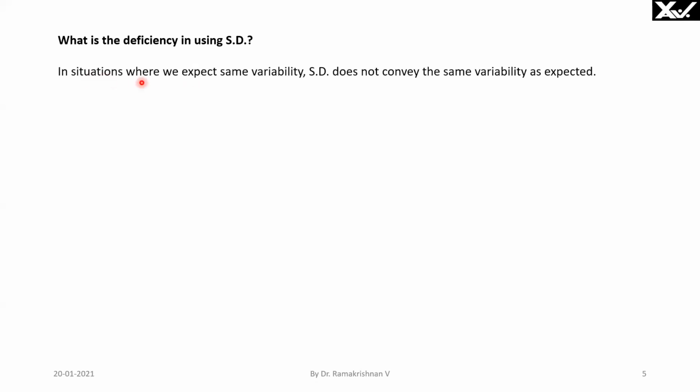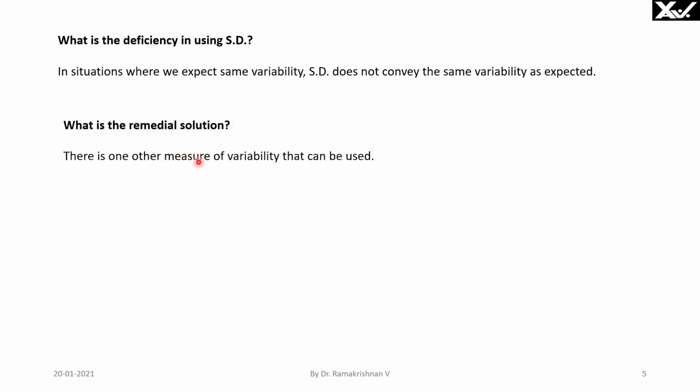What is the deficiency in standard deviation? We said variance we cannot use, standard deviation we can use. But there is also a problem with standard deviation. What is that? In situations where we expect the same variability, standard deviation does not convey that. It conveys different variability in situations where we expect the same variability to be shown. What is the remedial solution for that?